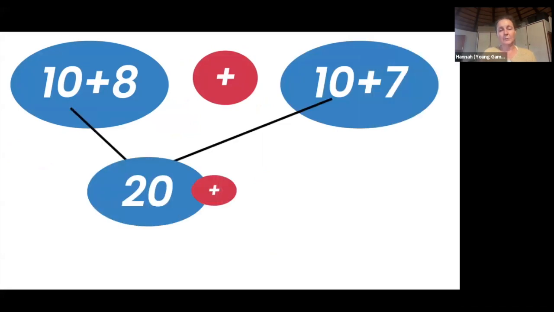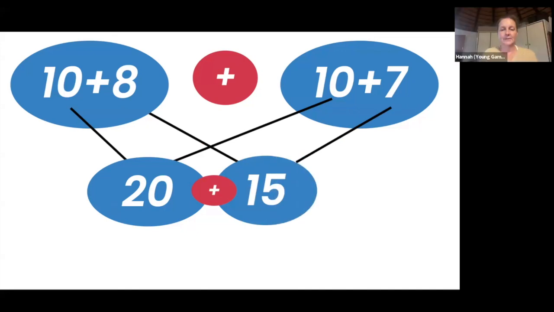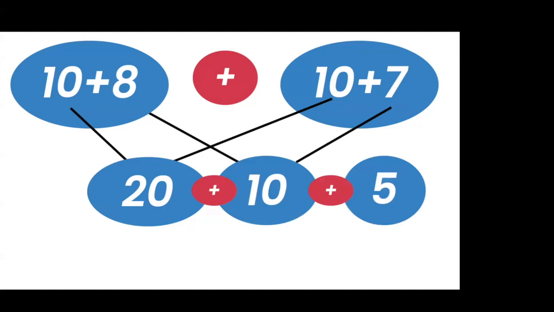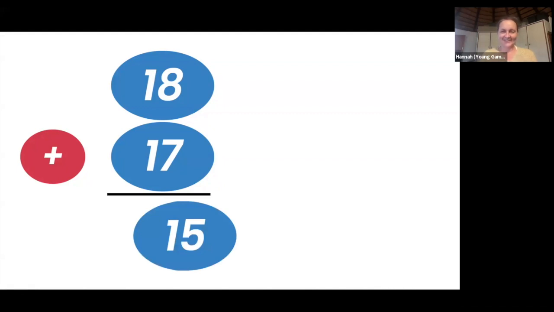Even this, I'm not mad about this kind of approach or this kind of way of writing it, but it still is computing because you're still understanding that 10 and 10 is 20, 8 and 7 is 15, 15 is 10 and 5, then regrouping 20 and 15 is 35. Now, this one for me is not computing.